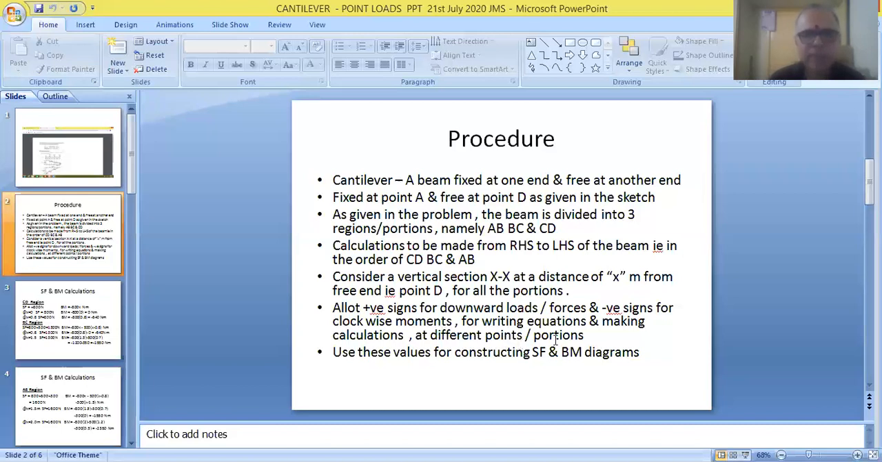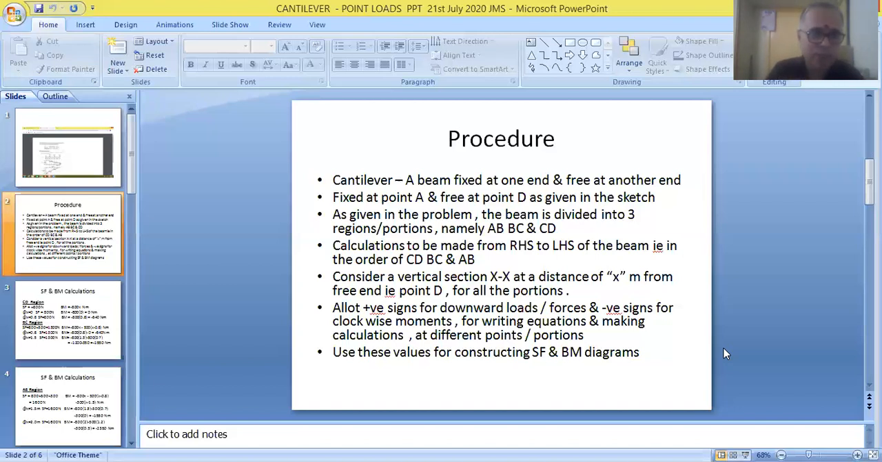And friends, while writing the equations, allocation of signs is very important. If a load is acting, if a force is acting in downward direction, simply a plus symbol has to be allotted for all the loads acting in downward direction, and the minus symbol to be indicated for all the forces acting in upward direction. So friends, this is very important. Allocation of signs, very important.